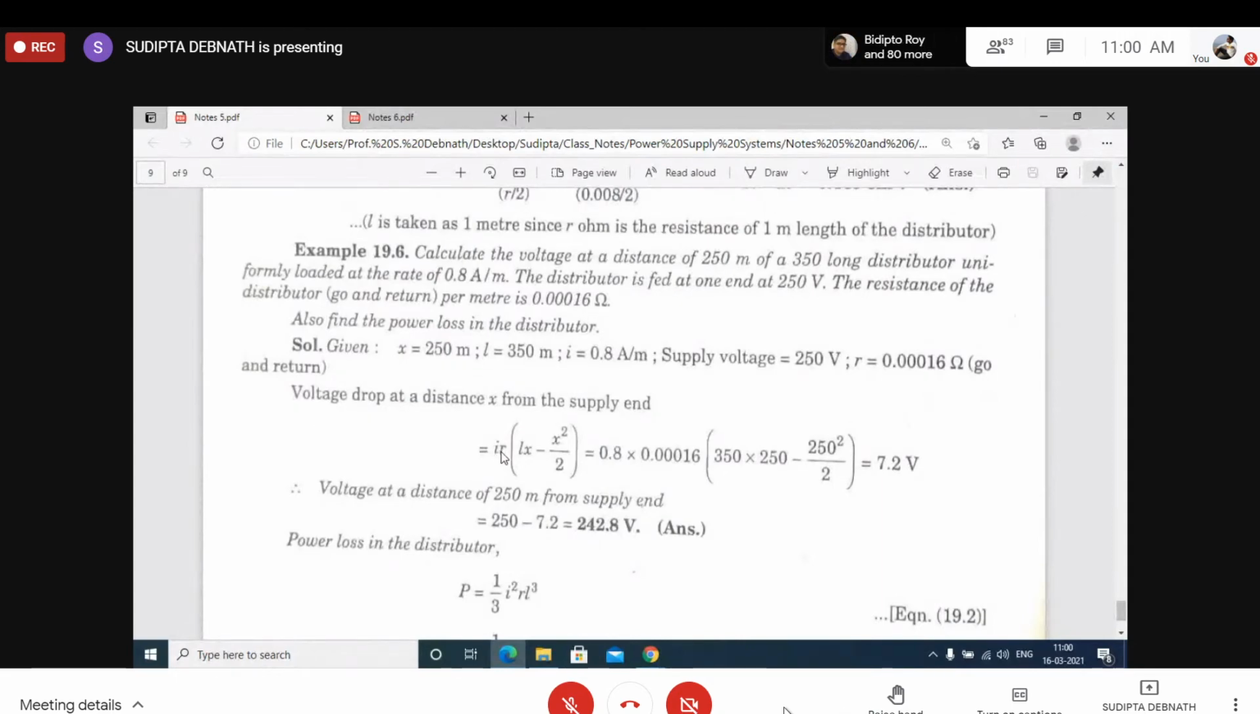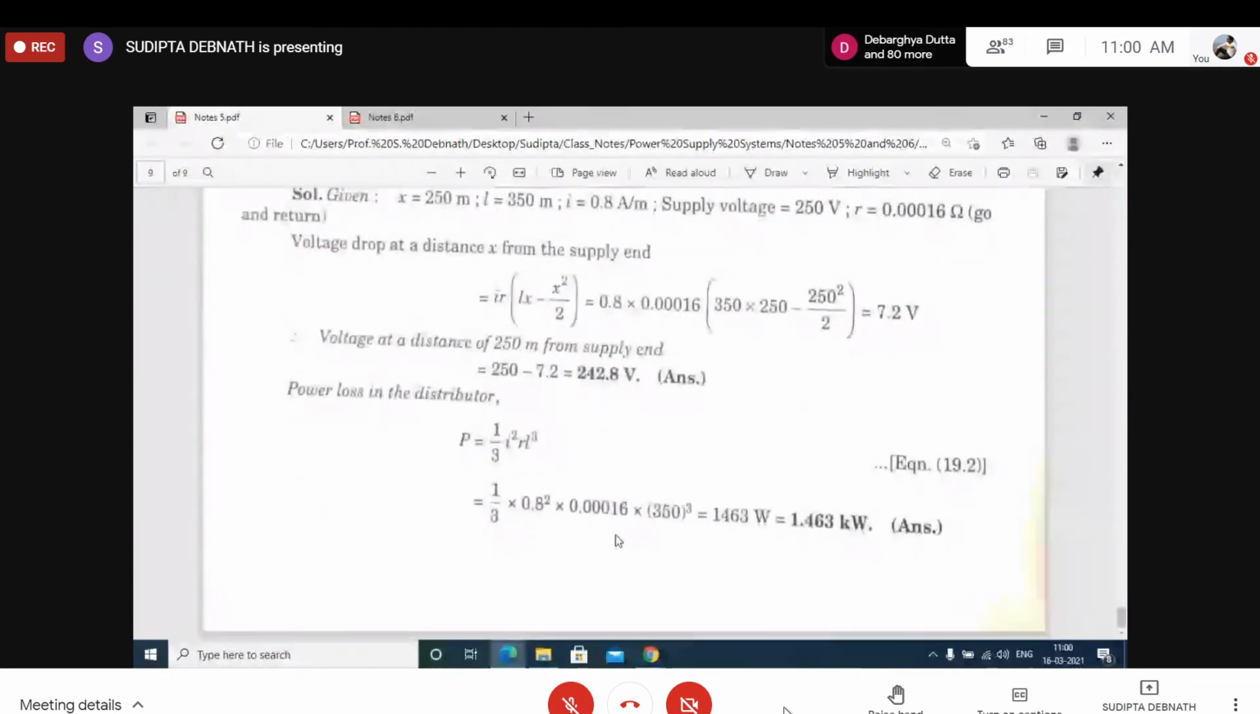So they have found out the voltage drop. If the voltage drop is known, what is the voltage? Voltage is the feeding point voltage minus that drop. So they have found it out. Then again they have asked to find out the power loss. You know the formula for the power loss. In place of X, they have written L. So the power loss, they have found out this much in kilowatts. Okay. So you try to solve problems from other books also. I don't think you will have any problem because this is very simple.